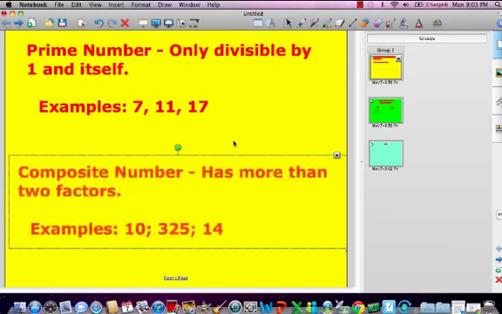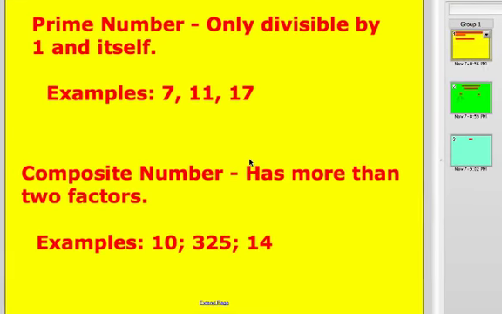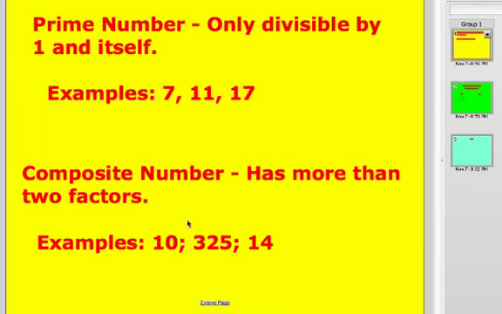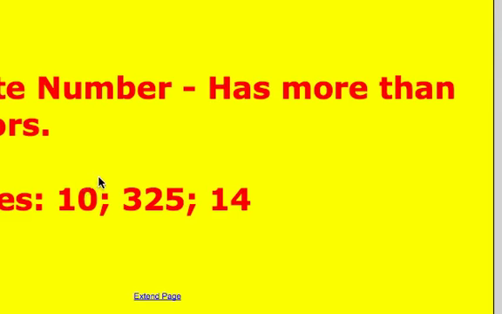Conversely, a composite number has more than two factors. So some examples of that are 10, right, because we can do 1 times 10. We could also do 5 times 2. 325 is another example. You know from your divisibility rules that 5 will go in there since the last digit is a 5. And you also know 1 times 325 are factors. So there's more than two factors there. 14, same thing. 1 times 14, 2 times 7. So there's 4 factors with 14.